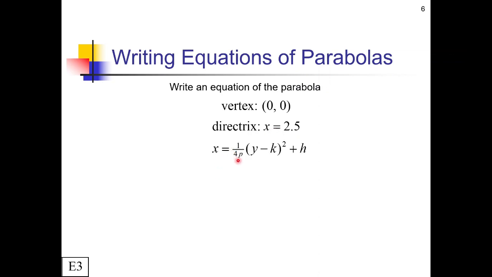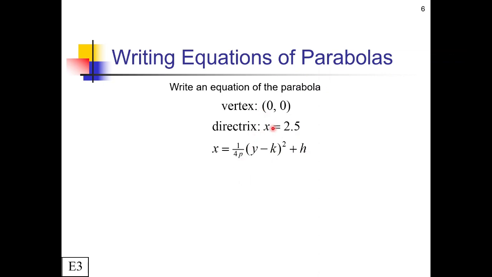X equals 1 over 4p, and then y minus k squared plus h. And make sure you're putting k with the y instead of leaving it out there. All right, so a laundry list of things we need. We always need the vertex, and they gave it to us right away. So we already know h and k are going to be 0 and 0. Just don't mix them up if they're different numbers. We do need that p-value, though.